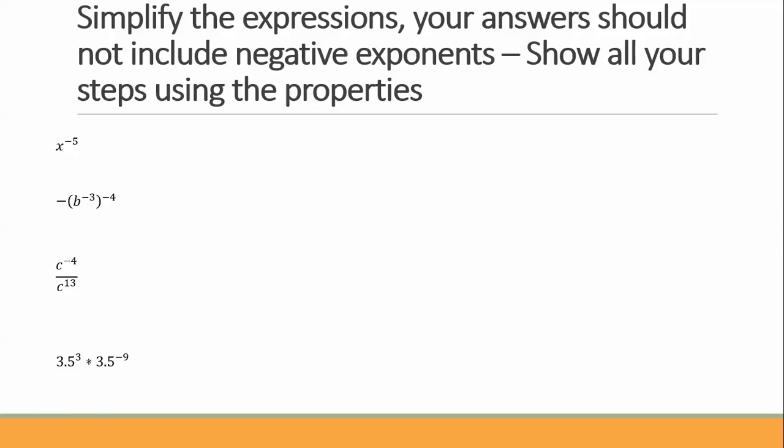Now we have negative exponents, and we don't want to include negative exponents in our final answer. So this first problem is just a recall that x to the negative 5 is 1 over x to the 5th. Remember, this doesn't change the sign of the fraction. It just moves the variable to the denominator. This one has a negative on the outside, so it's the opposite of whatever we end up with here. So we're just going to keep that negative on the outside.